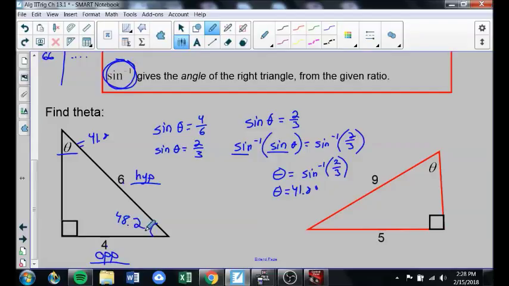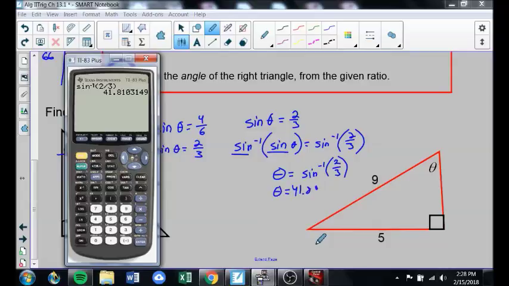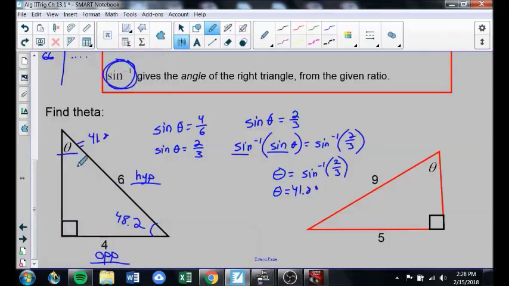And notice, if I did the cosine inverse of 2/3, I get that 48.2 because they're complements. Cosine is the complement of sine. They're going to add up to 90. So we can do it again over here.